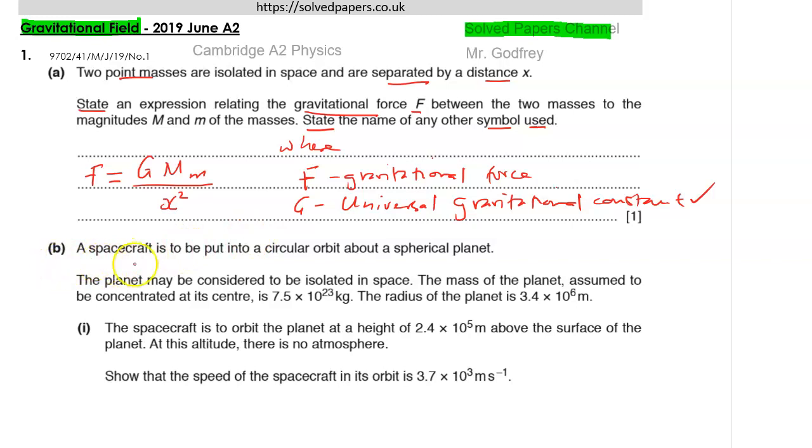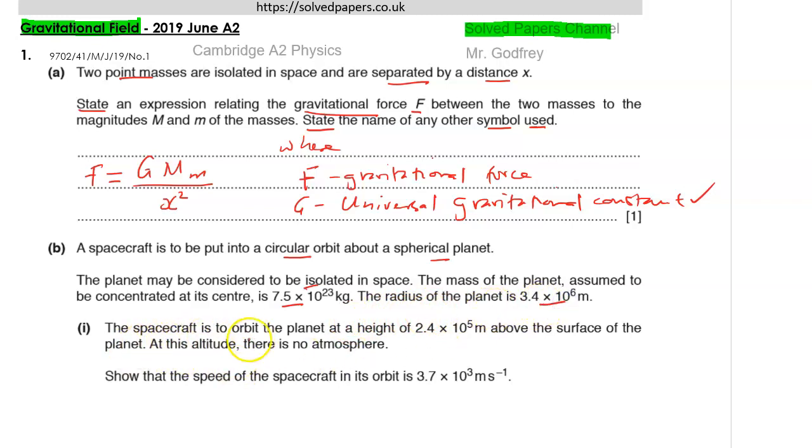Part B. A spacecraft is to be put into a circular orbit about a spherical planet. The planet may be considered to be isolated in space. Isolated means that it is not under the influence of another neighboring particle in terms of gravitational attraction. The mass of the planet, assumed to be concentrated at its center, is 7.5 times 10 raised to the power 23 kilograms. The radius of the planet is this.